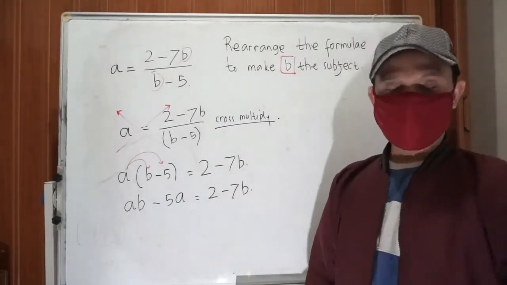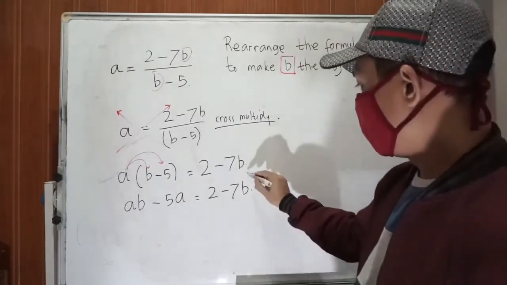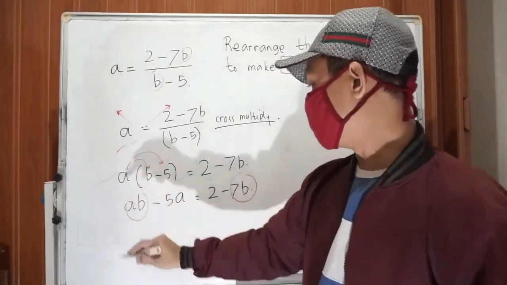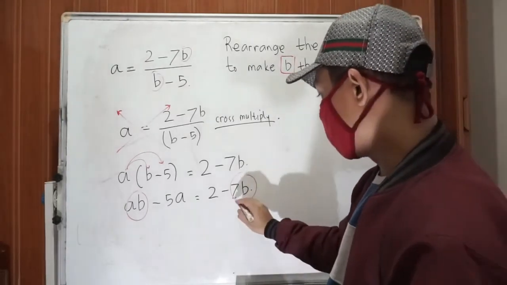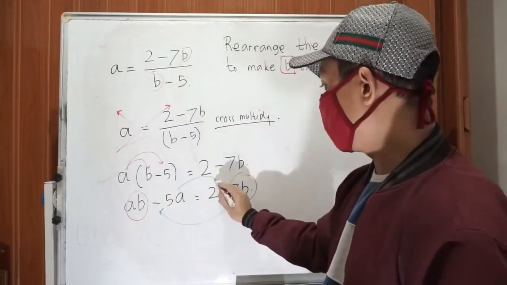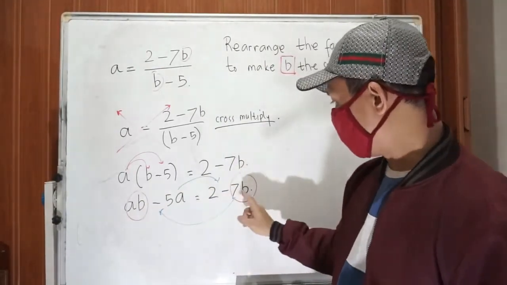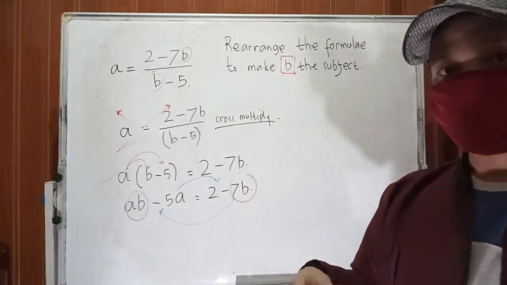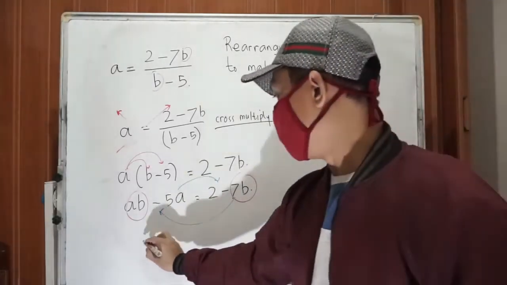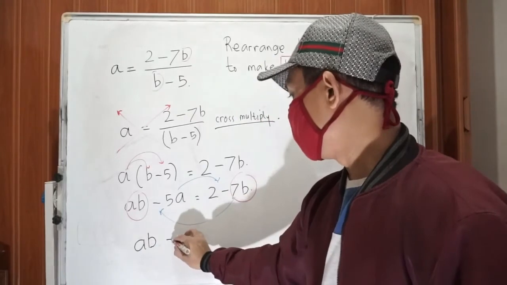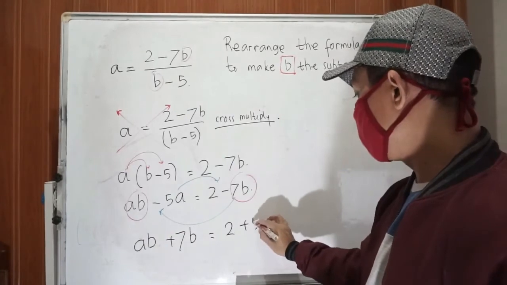Now the next operation is to classify B the subject into one item. So minus 7B we go to the left, and 5A go to the right. 7B go to the left because AB and 7B must be classified to one side, and minus 5A go to the right side. Next, AB plus 7B equals 2 plus 5A.